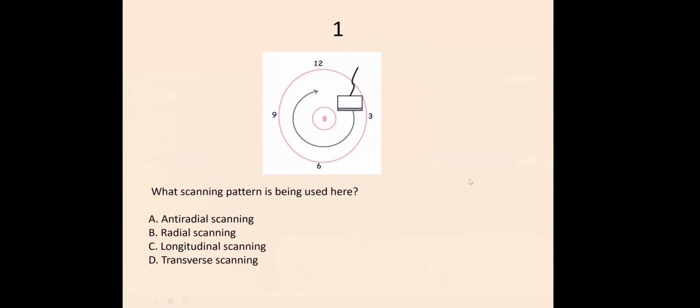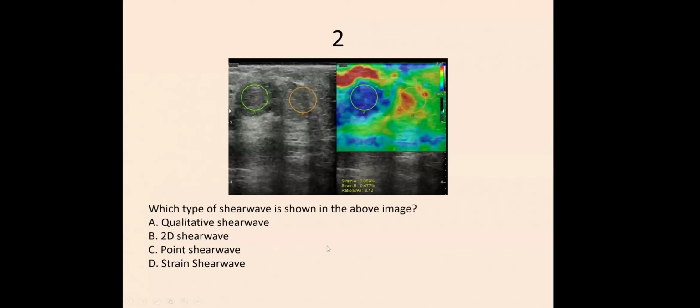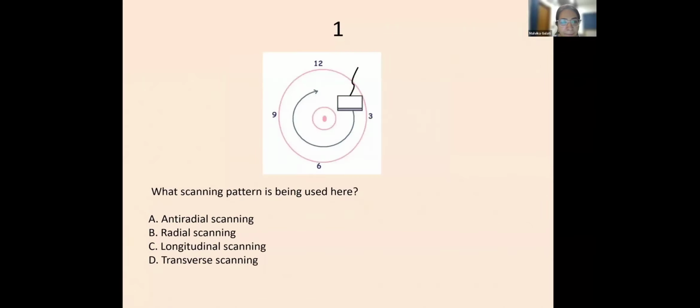Now I have 5 questions. So how do we do this? This is the first question. What scanning pattern is being used here? Anti-radial scanning, radial scanning, longitudinal scanning, or transverse scanning? The answers can be put in the chat box.